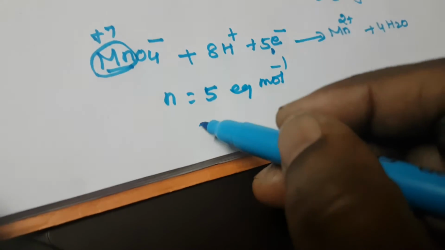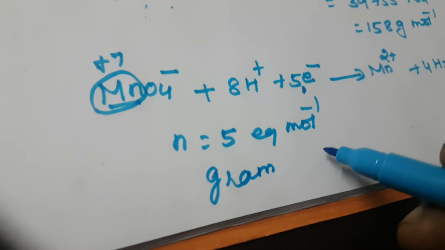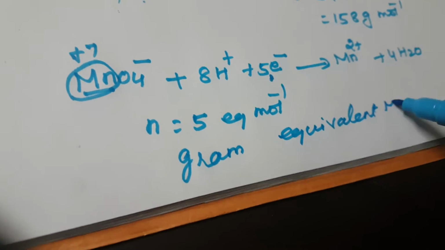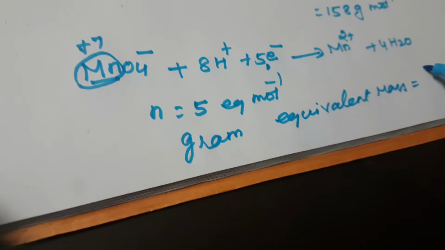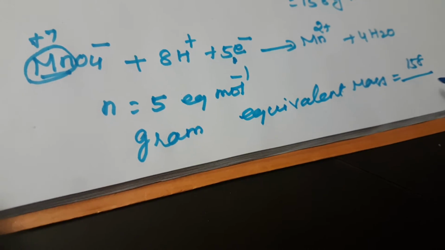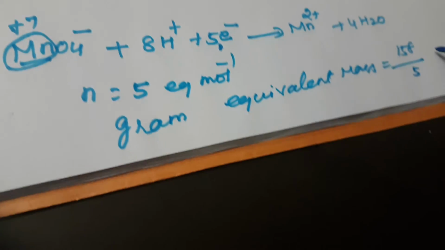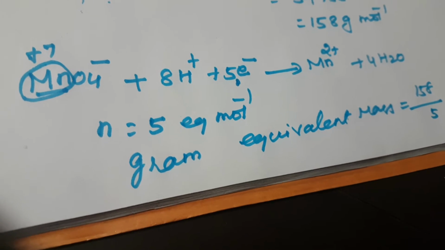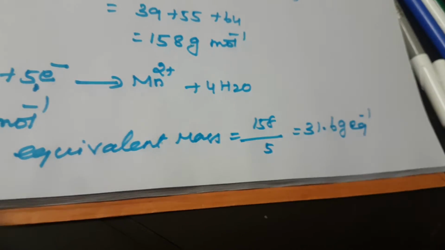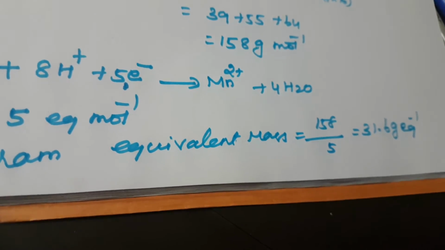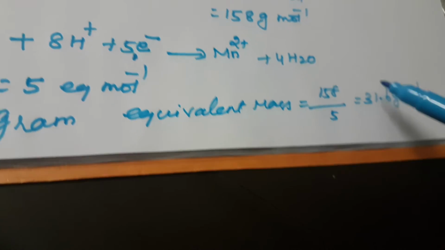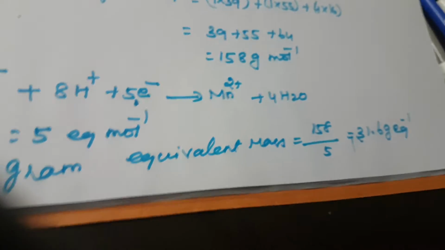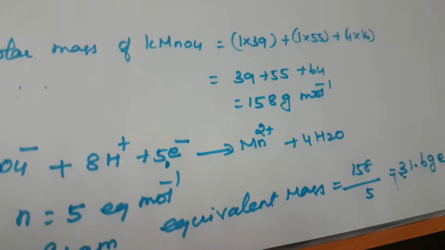So how to calculate the gram equivalent mass? Gram equivalent mass is equal to 158 divided by the number of electrons gained or lost. So that is 31.6 gram equivalent⁻¹. Okay, so this is the gram equivalent mass of potassium permanganate, 158 by 5, 31.6 gram equivalent⁻¹. So this is the first one.